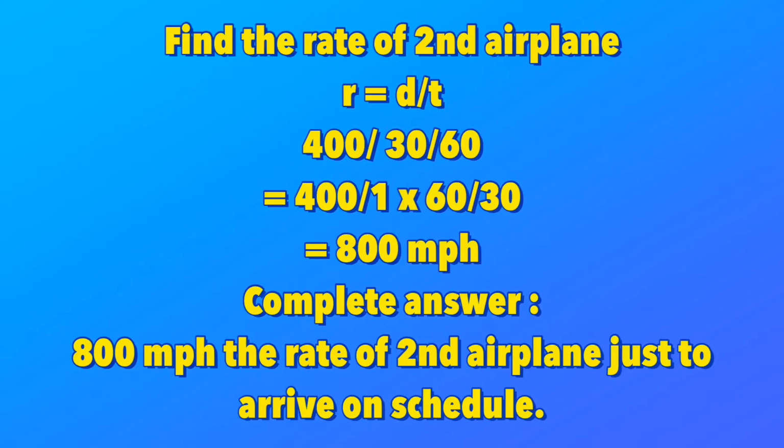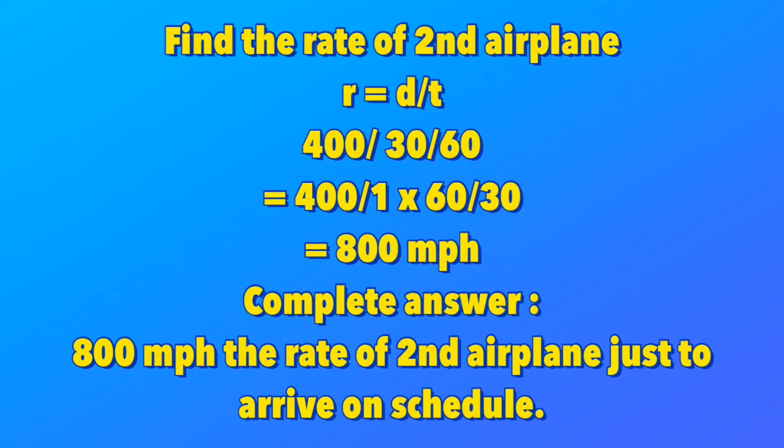Our next step is to find the rate of the second airplane, which is required in the given problem. So the rate is equal to D over T, that's our formula. So the distance covered is 400 over 30 over 60. Why 30 over 60? Because the time covered is 30 minutes. We have to divide this by 60 minutes because our rate is expressed in hours. That's why we divide the 30 minutes by 60 minutes.